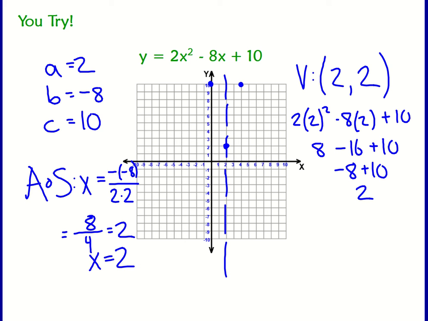And now if I look at the steepness, the a value is 2, so I know if I go over 1 unit from the vertex, I would go up 2. And if I go over 2 units from the vertex, instead of going up 4, I would go up 4 times 2, which is 8. And those are the points that are already on there. So then I would just go ahead and complete my parabola and call it a day. There you go, that's standard form.